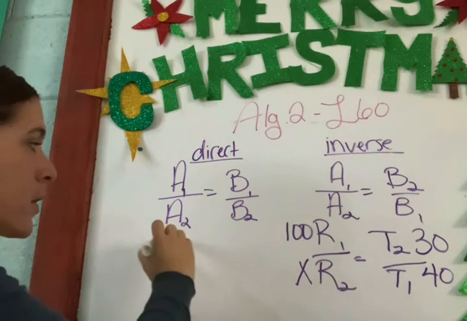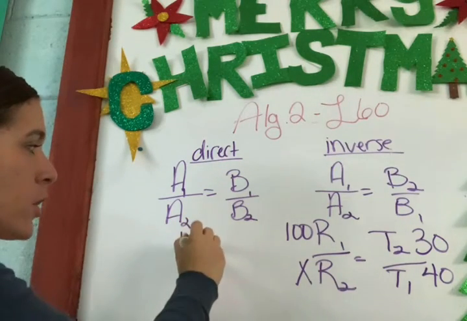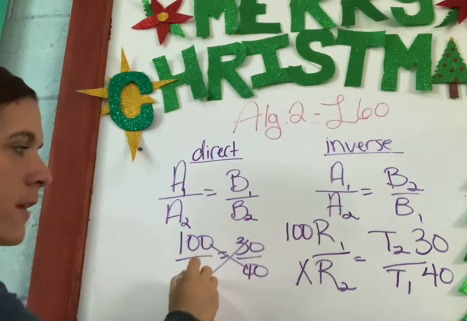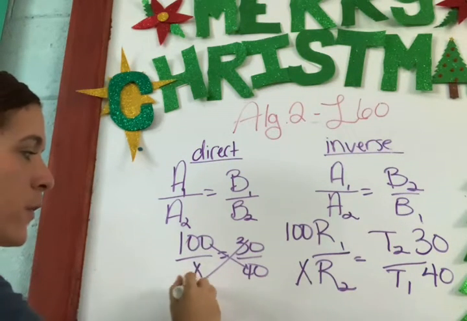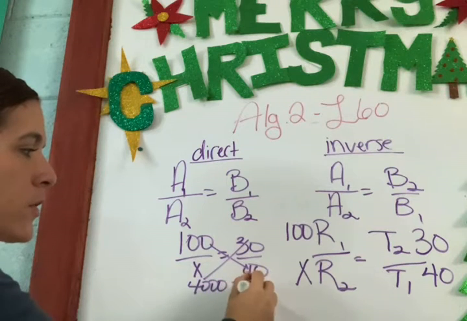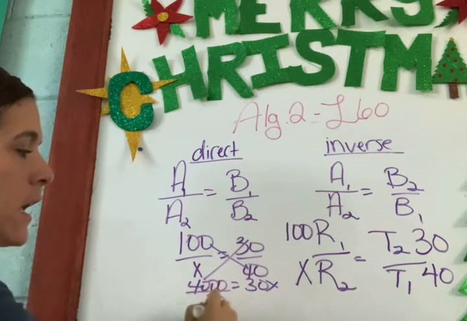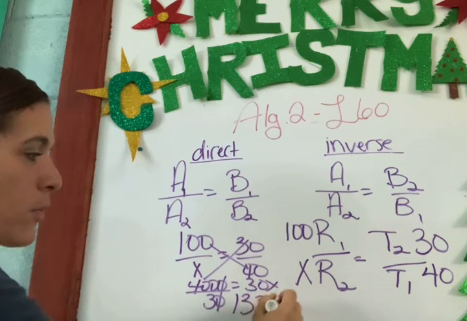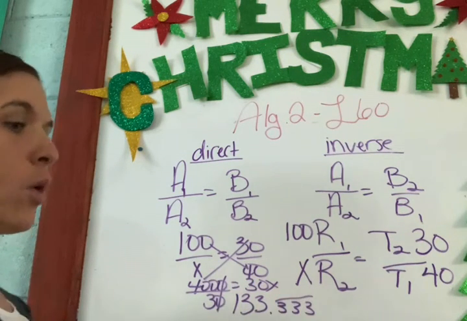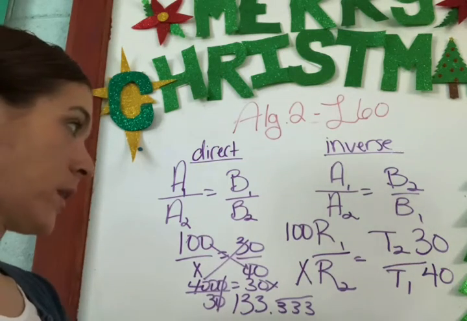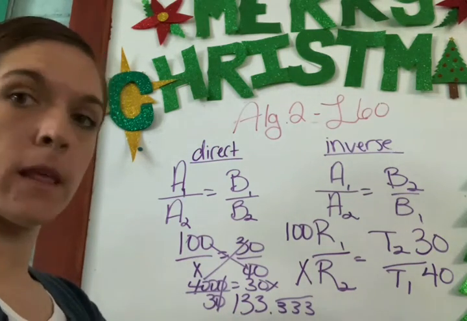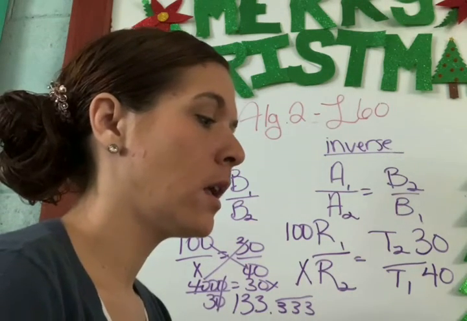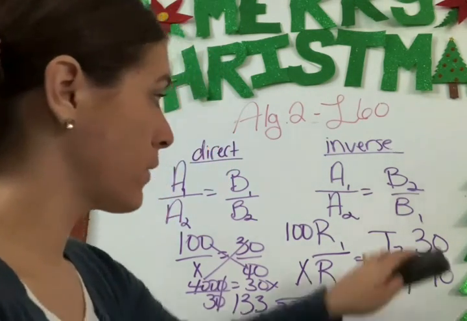So let's set up our proportion: 100 over X equals 30 over 40. Crisscross and multiply. 40 times 100 is 4,000 equals 30X. So you divide by 30, and you get 400 over 3, which is 133.3333, or 133 1/3. And that is your answer. Look at example 3.